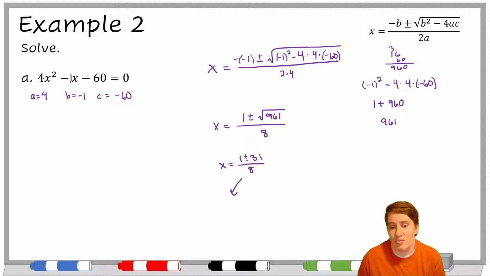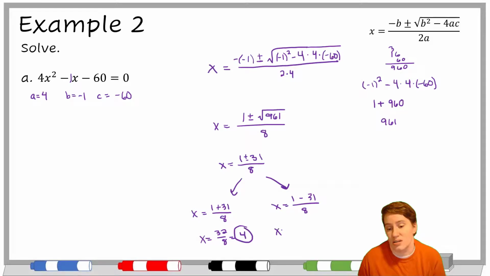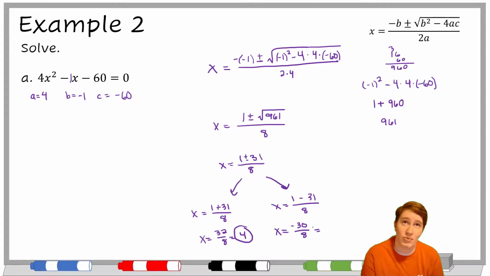So we go with that. And then we're ready at this point to split this up into two answers. X equals 1 plus 31 divided by 8, and x equals 1 minus 31 divided by 8. So that would be 32 divided by 8, which is 4. And this one's a little tricky. Negative 30 over 8, which doesn't divide evenly, but we can simplify that by 2 and get negative 15 fourths.